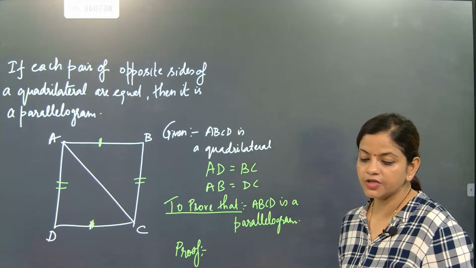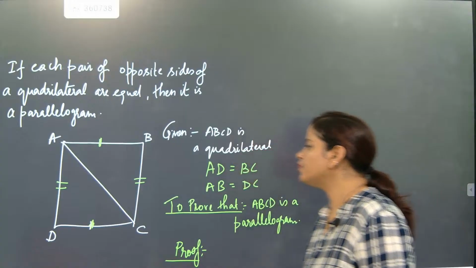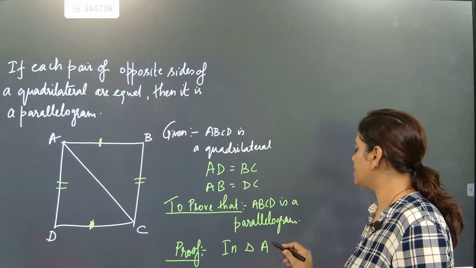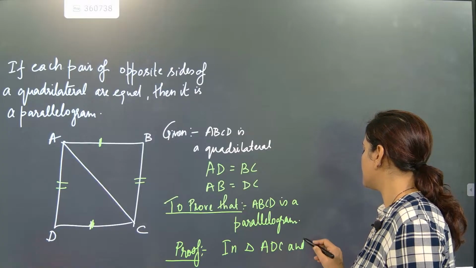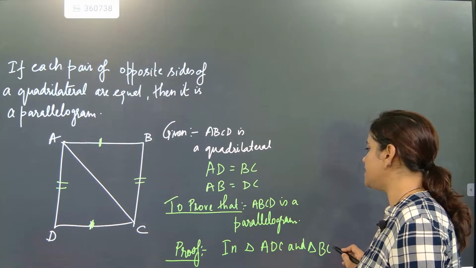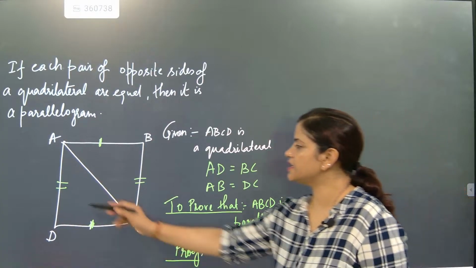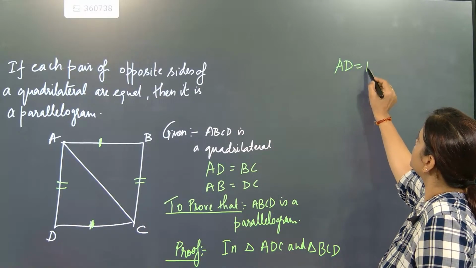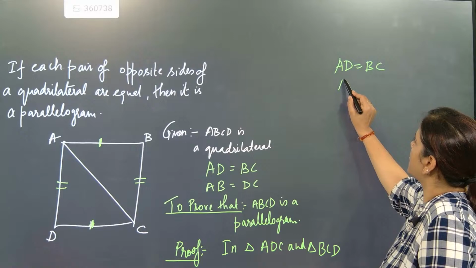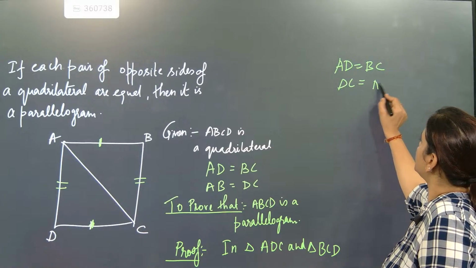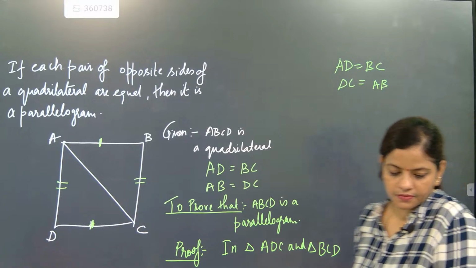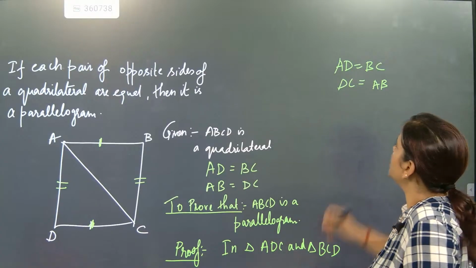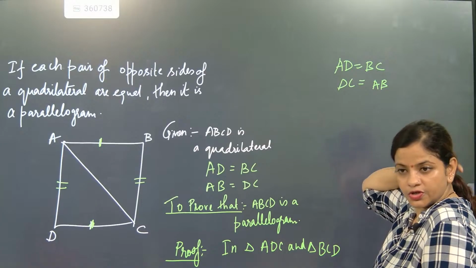How are we going to start the proof? Let's check this one out. In the proof section, we will say: in triangle ADC and triangle BCD, what all things are there? Opposite sides are equal. So AD is equal to BC, DC is equal to AB.